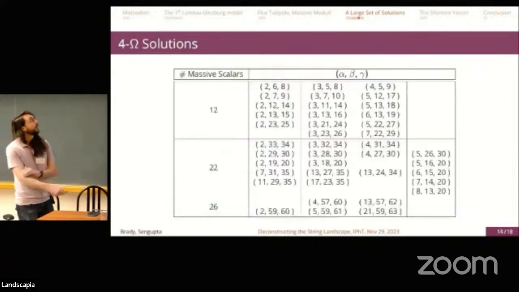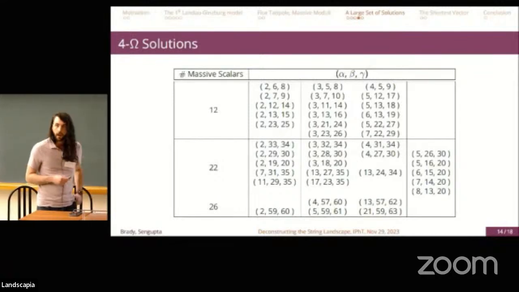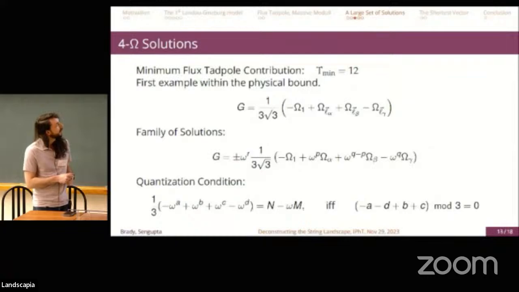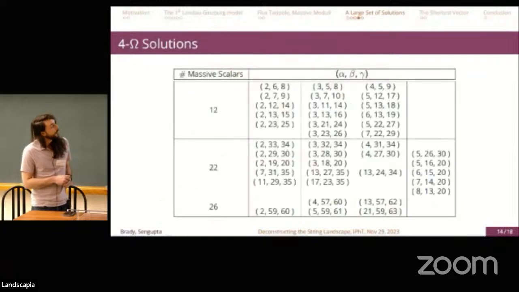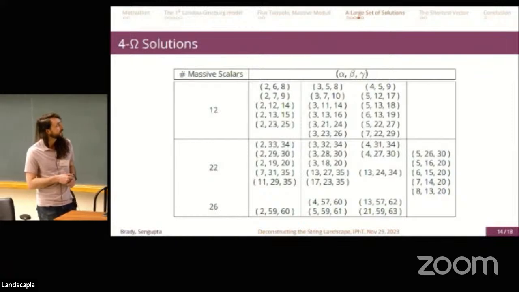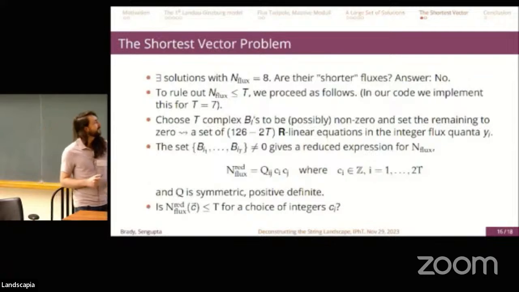Okay, so this is an exhaustive list of the minimum tadpole for the 4 omega solutions, and here alpha, beta, gamma were the associated values there, the enumerated list. So we find this set stabilizes the scalars from 12, 22, and 26. Okay, moving on, out of time.